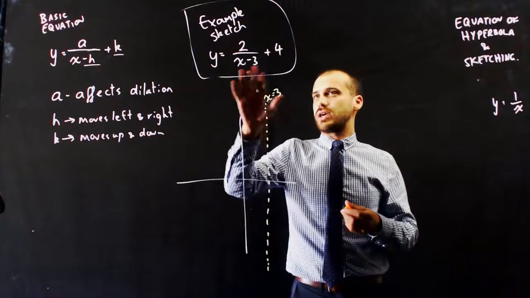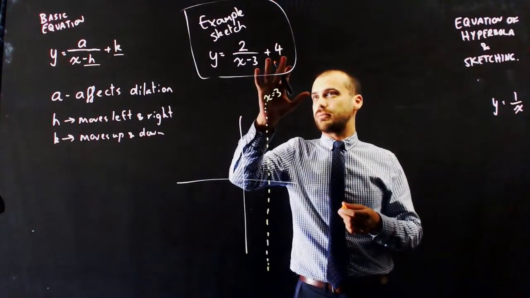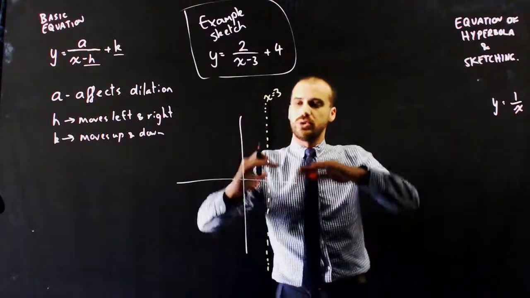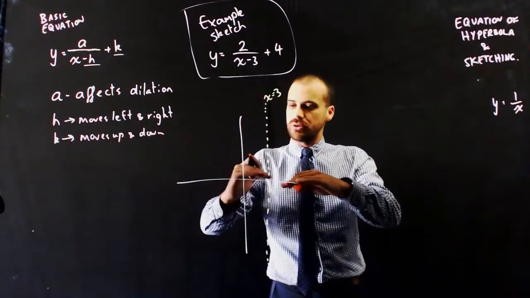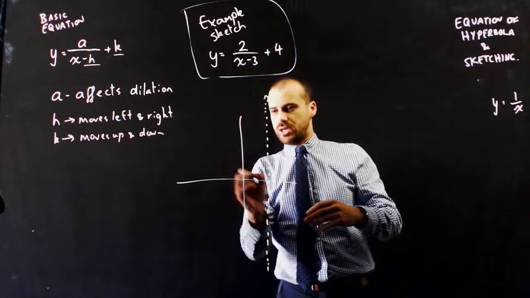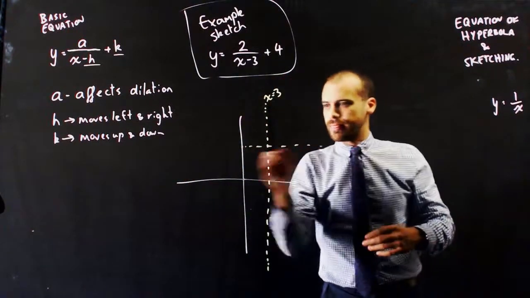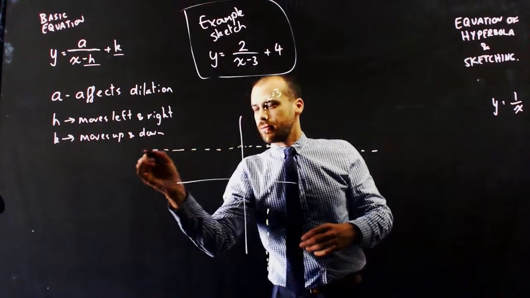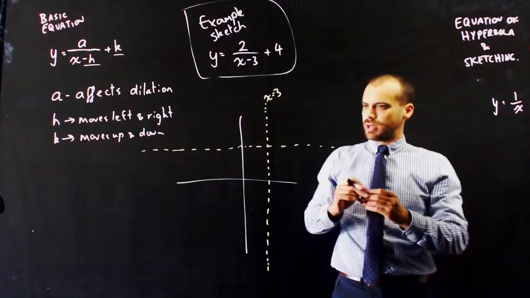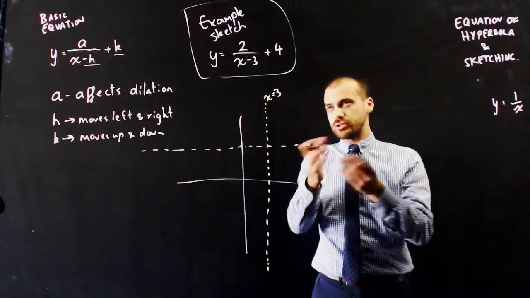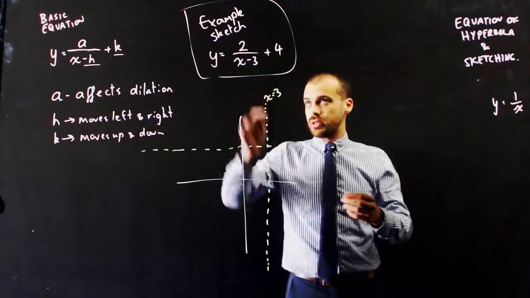Okay, and then I have a +4. Now that +4 is going to move the way you'd expect. The k value moves things up. So I'm going to have a dotted line about there. There you go. So there are my asymptotes, the things that the equation is going to get very, very close to but not touch.